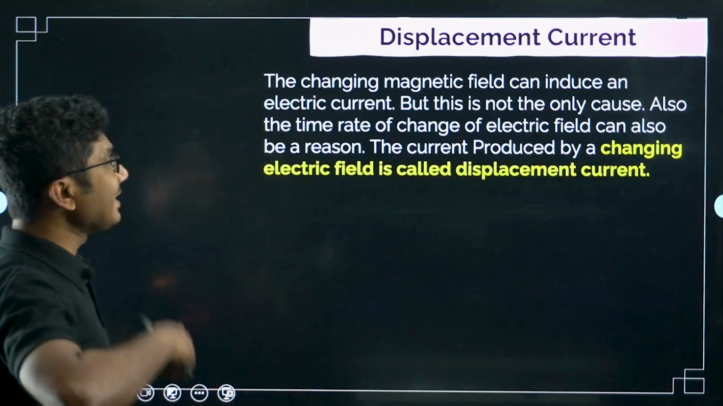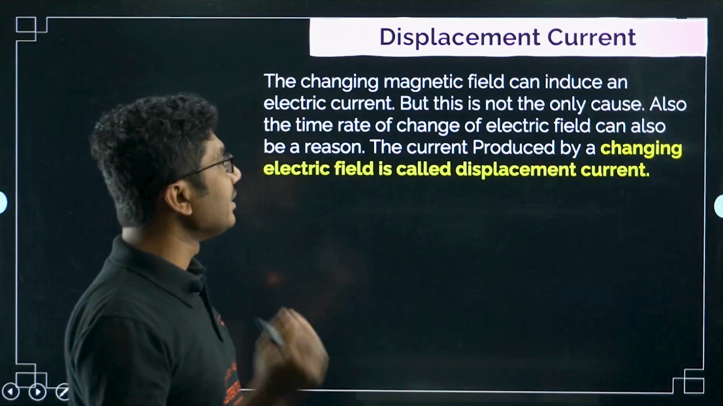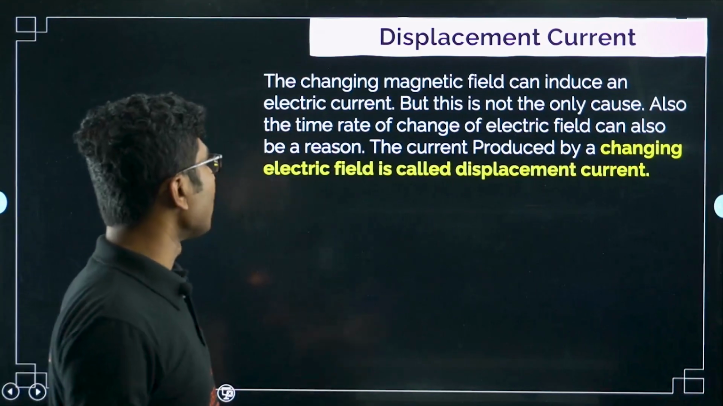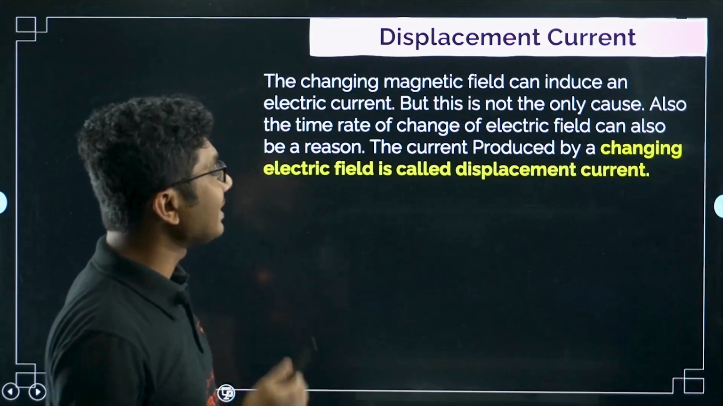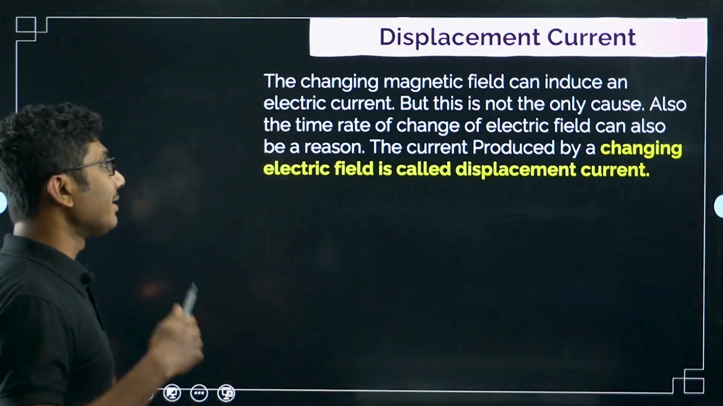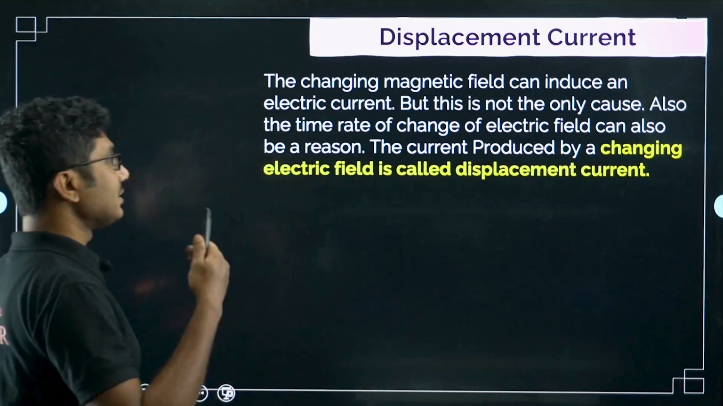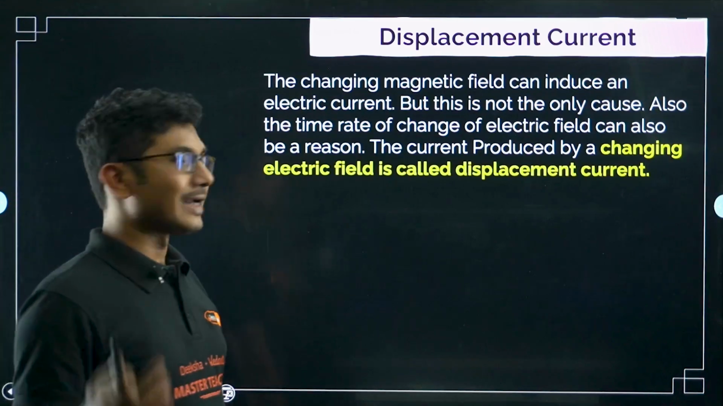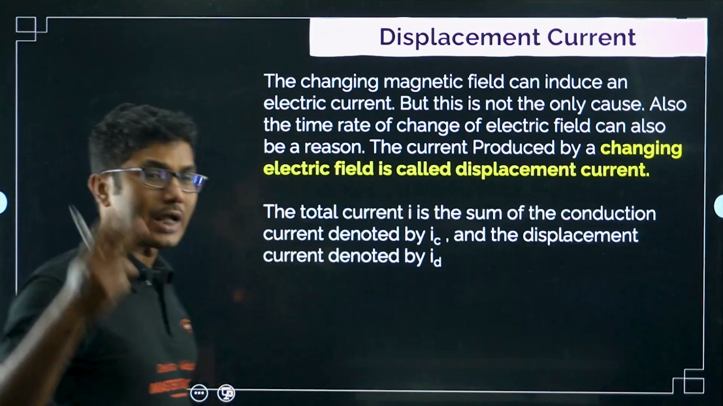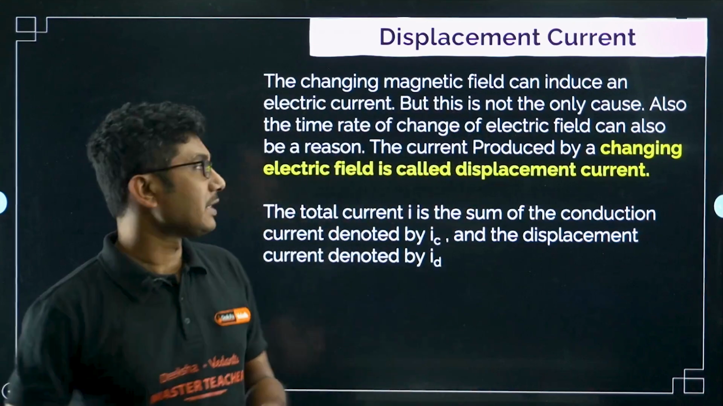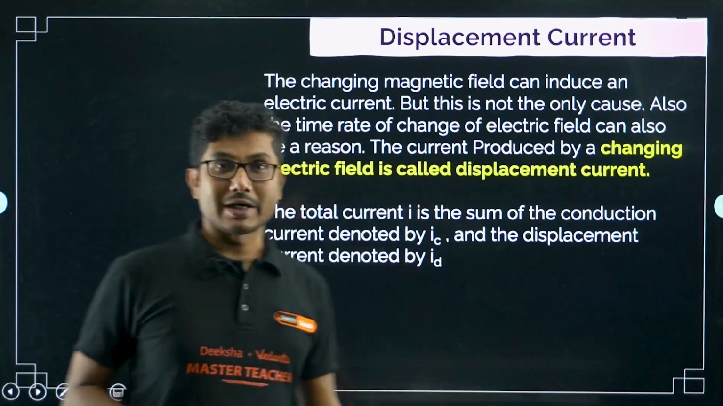A changing magnetic field can induce an electric current, but this is not the only cause. The time rate of change of electric field can also be a reason. The current produced by a changing electric field is called displacement current. Now in a circuit, there are two types of current: one is called conduction current, one is called displacement current.